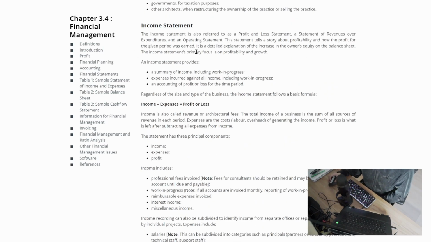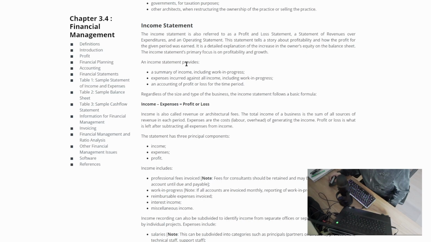Income statement. The income statement is also referred to as a profit and loss statement, a statement of revenues over expenditures, and an operating statement. This statement tells a story about profitability and how the profit for the given period was earned. It is a detailed explanation of the increase in the owner's equity on the balance sheet. The income statement's primary focus is on profitability and growth.